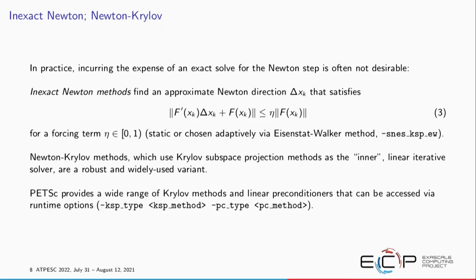And you usually want to use an inexact Newton method, where you find some approximate direction that satisfies this relationship here, where f prime is the Jacobian, for some forcing term that you choose. You can choose it statically, or there are some different adaptive methods in PETSc for choosing that. And then to get these approximate Newton directions by inexactly solving this system, most people use the Newton-Krylov methods, where we use a Krylov subspace projection method as the inner linear solver. These are pretty robust and widely used, and PETSc provides a really large range of Krylov methods and linear preconditioners that you can just access via runtime options, and we'll see a little bit in the hands-on how you can do that.